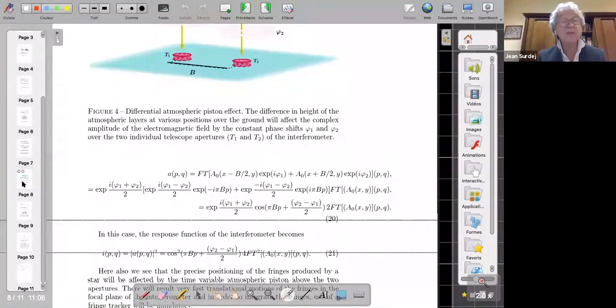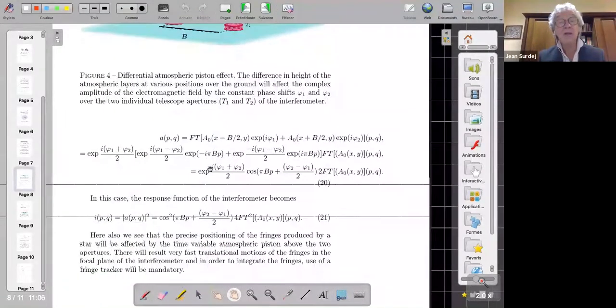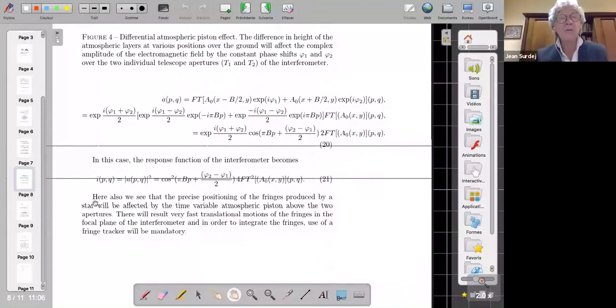Just proceed with all the properties of the Fourier transform. And what you would find is that the response function of the interferometer is the same as before, but in the cos square response function, there is the appearance of phi 2 minus phi 1, the difference in phase shift between the two apertures.